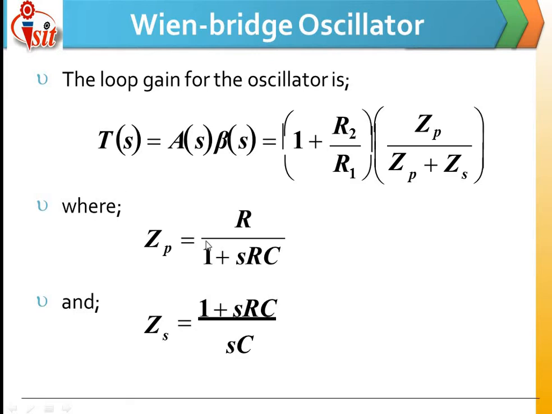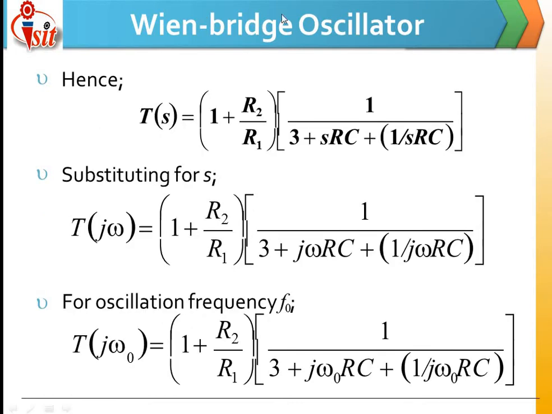That means the impedance related to the parallel combination is R divided by 1 plus SRC, and Zs is equal to 1 plus SRC divided by SC. This is the series impedance, and this is related to the parallel impedance. Then here we are using the Wien bridge oscillator connection with the series combination as well as the parallel combination like this.